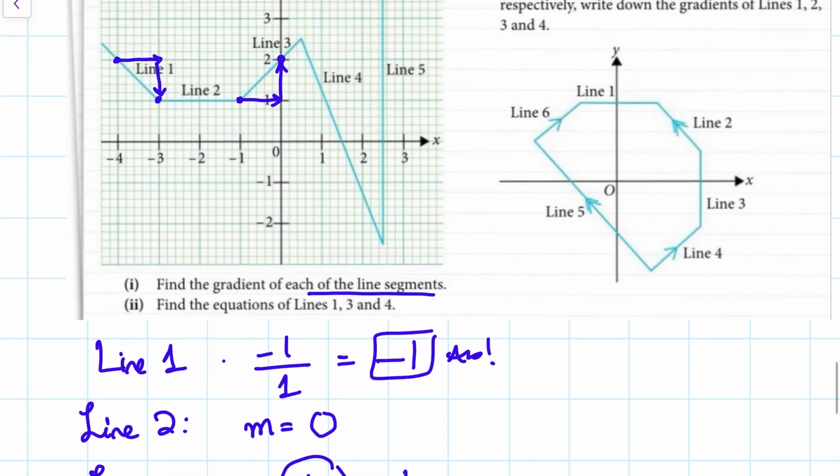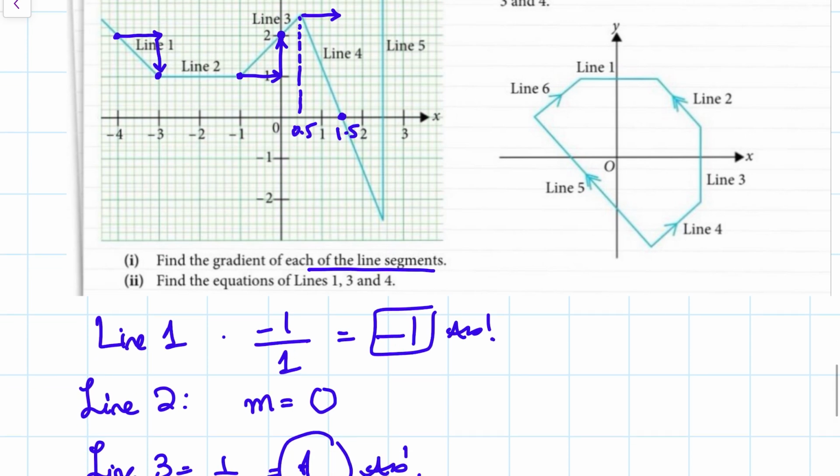All right, line 4. In line 4, there is no grid point. This is 0.5. And here, this is 1.5. So 0.5 to 1.5, it is 1 unit run. 1 unit run. How many units down? This is 2.5. So it's half, 1, 2. 2.5 units down. All right, so the gradient here becomes -2.5.